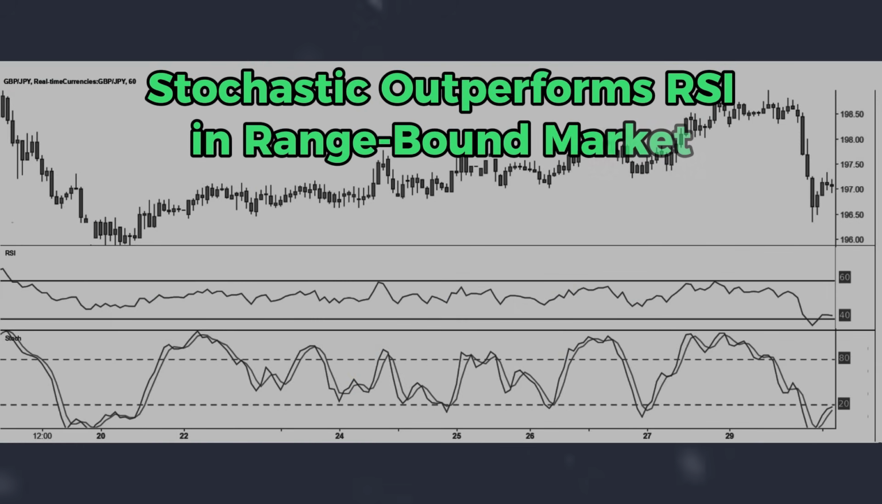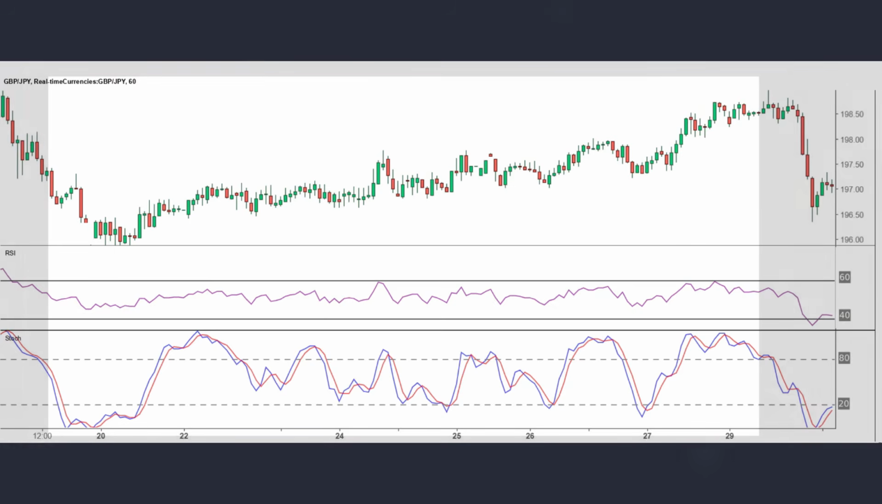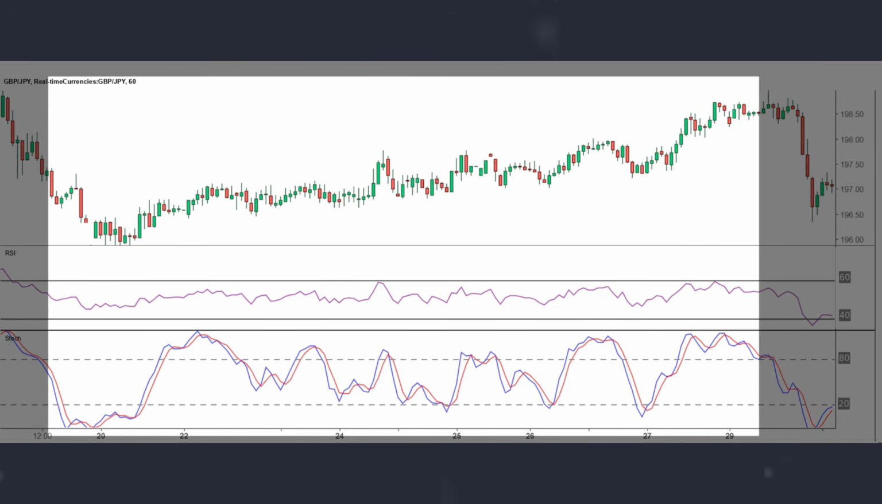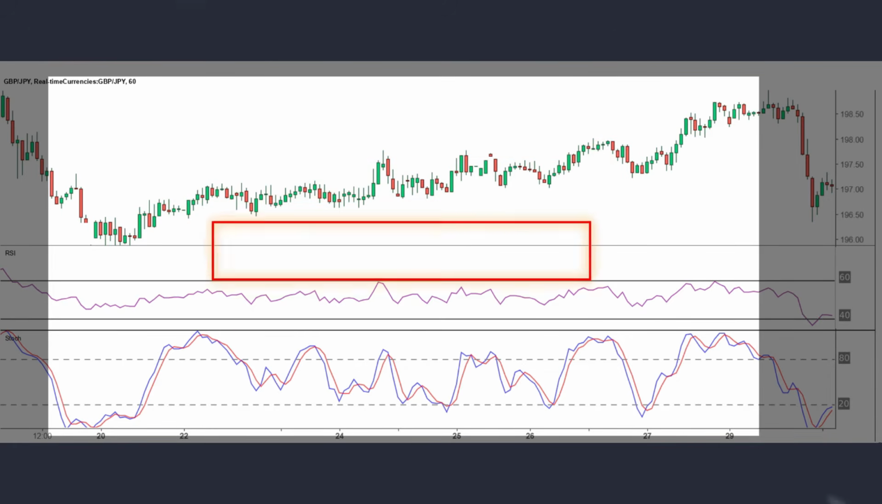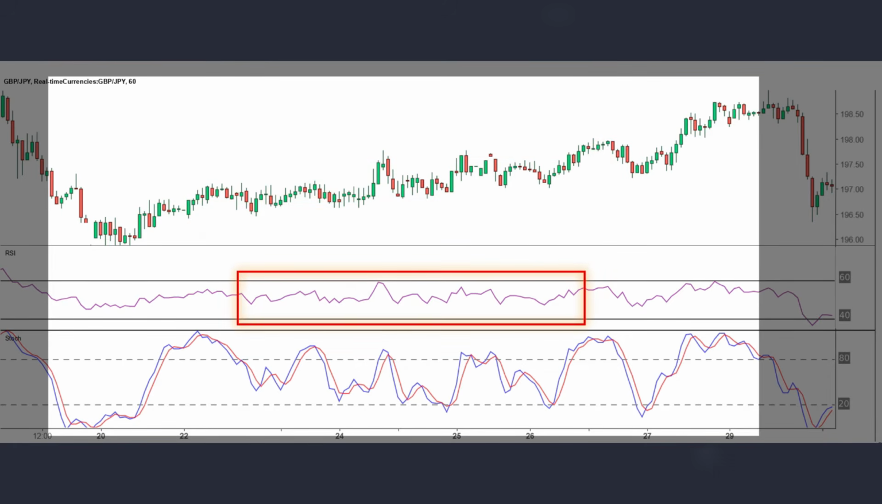Second example, stochastic outperforms RSI in range-bound market. In this chart, the market is clearly moving sideways. Price is trapped in a narrow range with no strong trend. RSI stays flat, hovering between 40 and 60, never reaching overbought or oversold zones. It offers no clear trading signals, just vague momentum, with no direction.